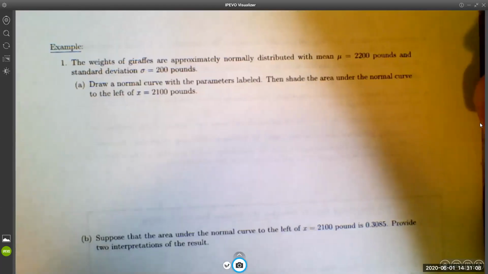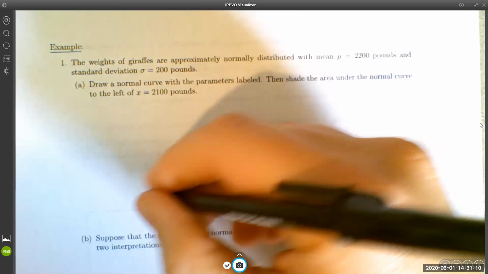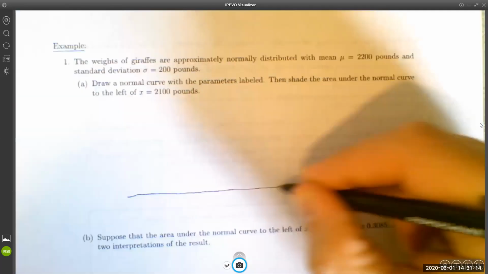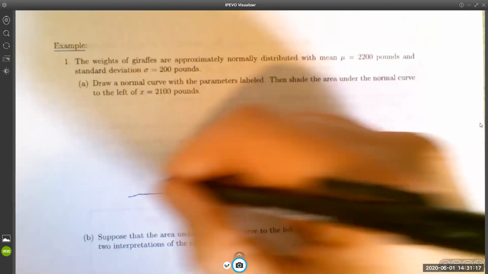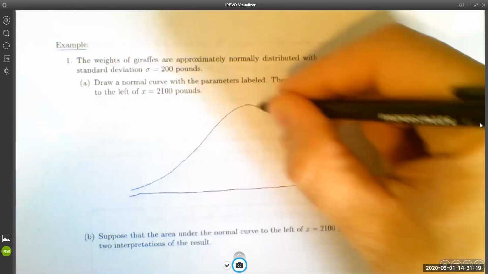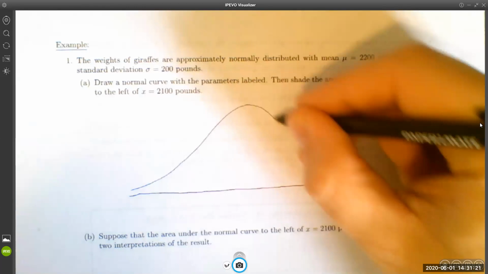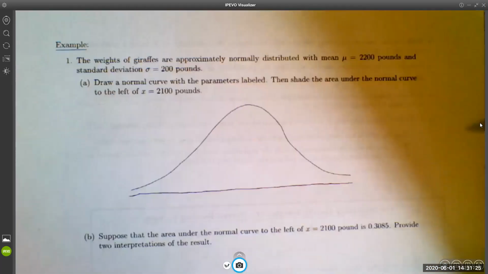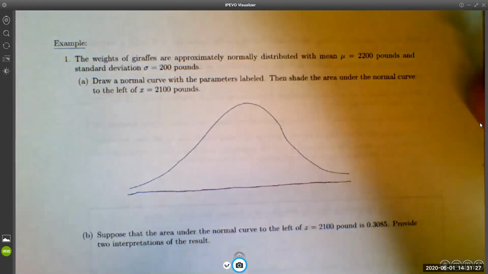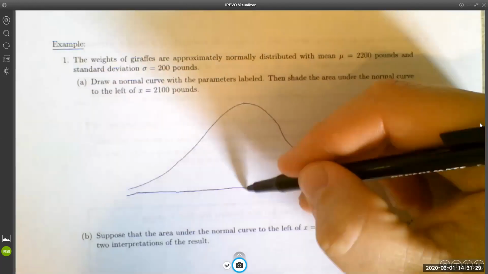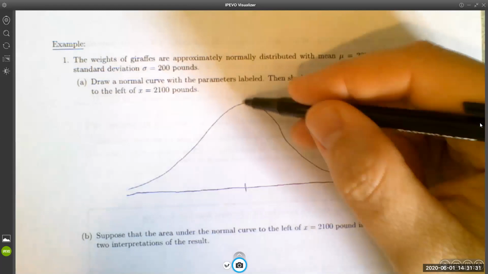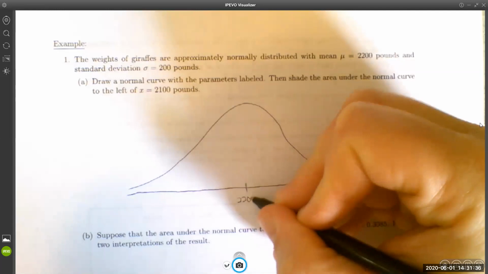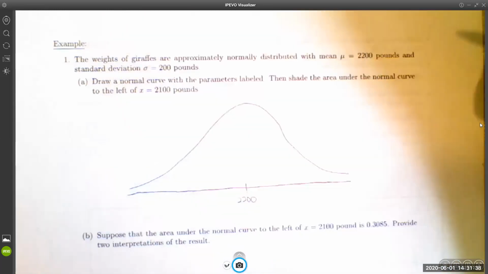Okay, so to draw a normal curve, give yourself an x-axis, and then we can draw our little bell-shaped curve. You could probably do a better job than what I just did, but that's okay. The mean should go right in the middle of the graph, right at the high point of the graph. So this is the mean, and we're told the mean is 2,200 pounds.